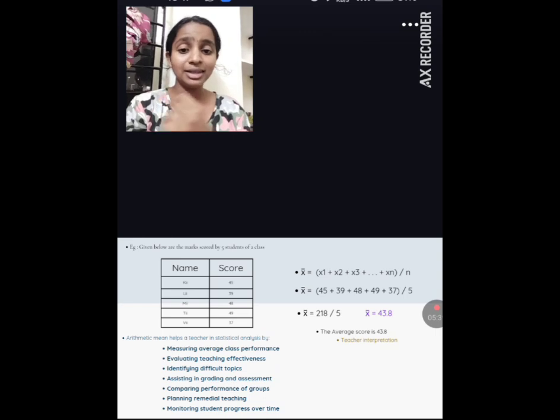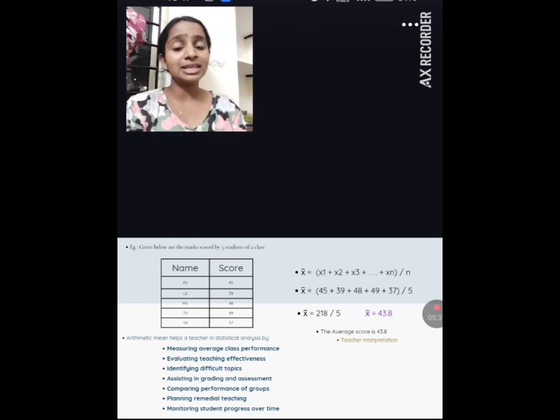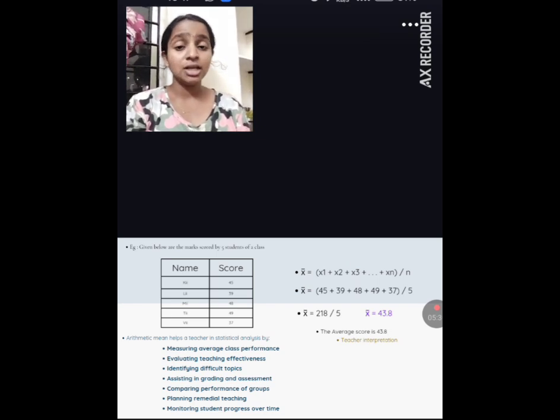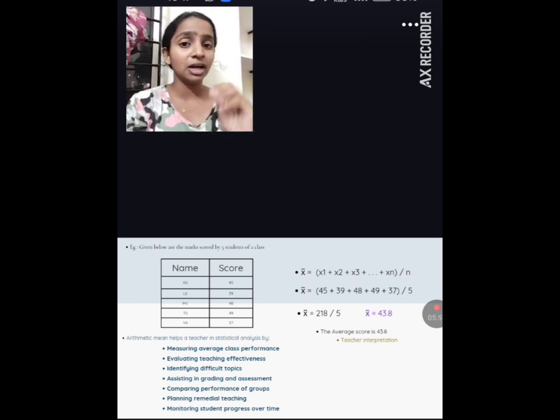Then evaluate teaching effectiveness. If a class is having a low average, that means the teacher's method of teaching is not that effective for the class. So it helps the teacher to measure their effectiveness. Identify difficult topics. If the teacher takes the average of different chapters, the teacher finds that the second chapter is having a low average mark. That means the second chapter is difficult for the students. It helps to identify the difficult topic.